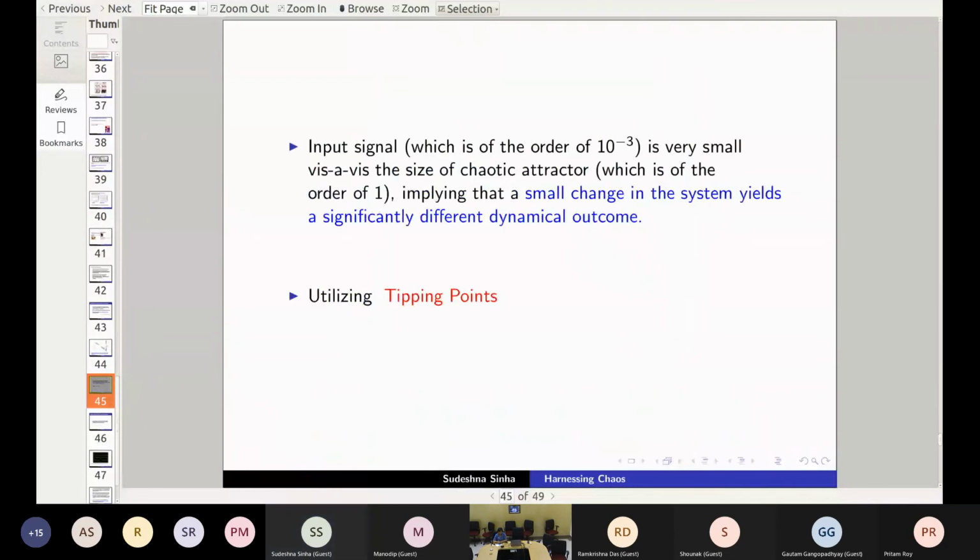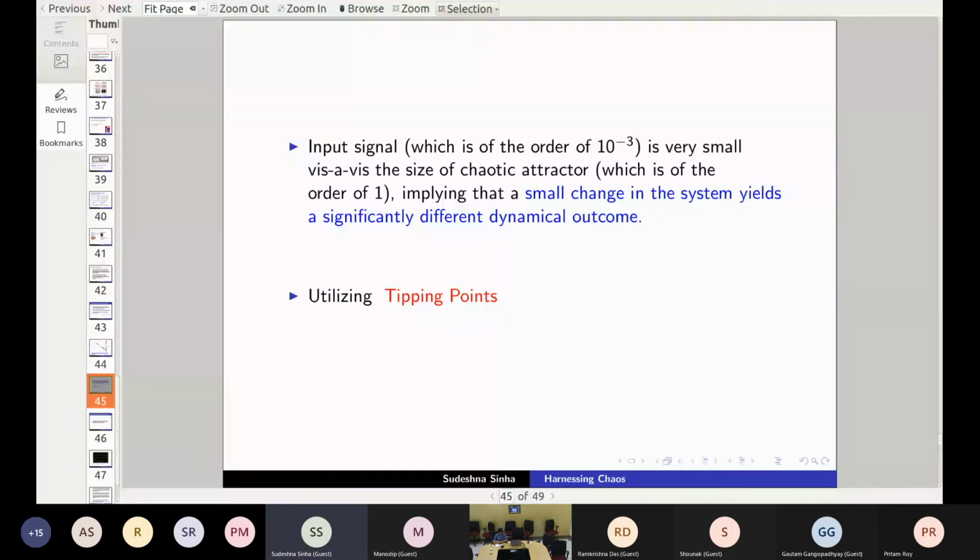That is the idea. Okay, and why is this a little bit nice? What we found was that the input signal now could be seriously small. So the output is the size of the attractor, which is of order 1, and the input signal was 10 to the power minus 3. So it was responding to really, really small changes with a very significant dynamical outcome. So people like that. People like a small change to drive a large output.